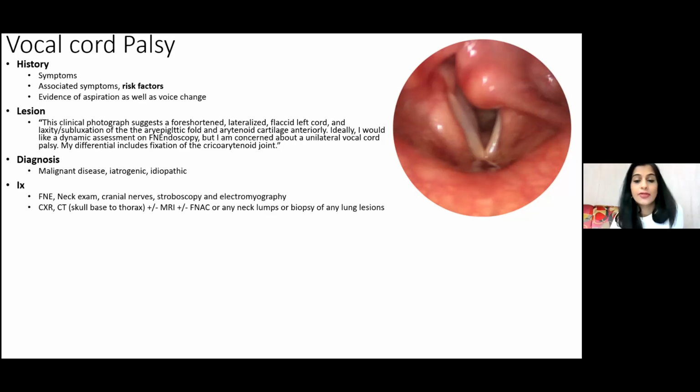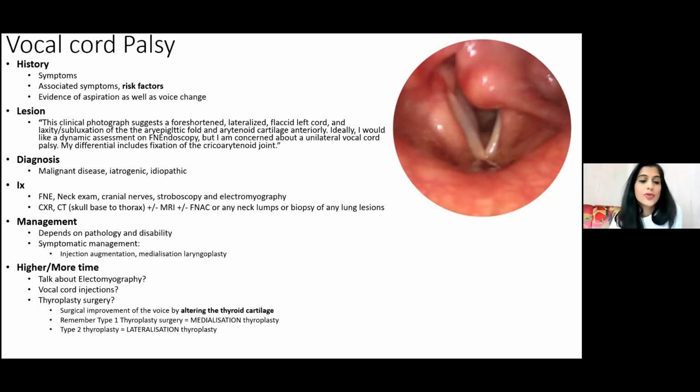Stroboscopy and electromyography may be helpful here. Electromyography, perhaps particularly if you thought the patient wasn't great for a GA examination. Sometimes electromyography is useful because it can distinguish between there being a paresis, a cord paresis, and therefore a suggestion that if there is no cord paresis, that maybe we're thinking about fixation of the cricoarytenoid joint.